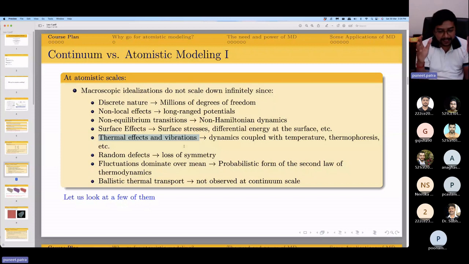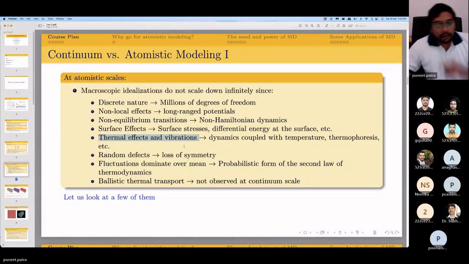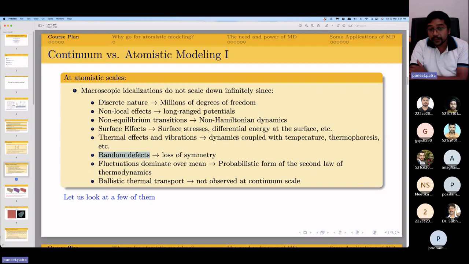So let's say I want to focus on a material like steel. At continuum scale level, we do not really take into account the vibration of individual atoms. But at atomistic scale level, the vibration of individual atoms, because of non-zero Kelvin temperature, plays a major role. There could be random defects within the material, which we tend to typically discount at the continuum scale level. And these defects play a significant and extremely important role when it comes to atomic scale dynamics.